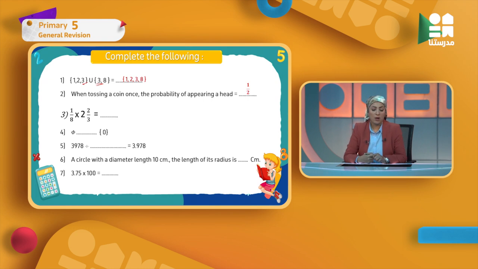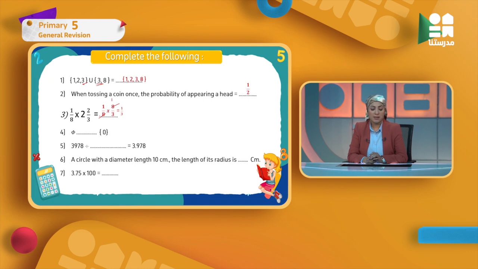Question 3, 1/8 times 2 and 2/3. Again, a mixed number doesn't work, I have to convert it to a fraction. So 3 times 2 is 6 plus 2 is 8. It will be 1/8 times 8/3. I will simplify the 8 with the 8, so it will be 1 and 1. So the answer is going to be, in numerators, 1 times 1 is 1. Denominators, 1 times 3 is 3. So it is 1/3.